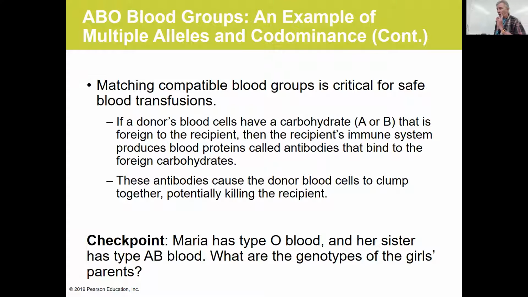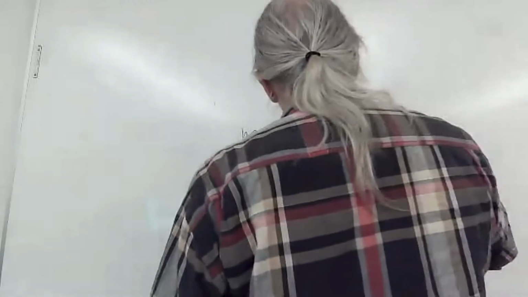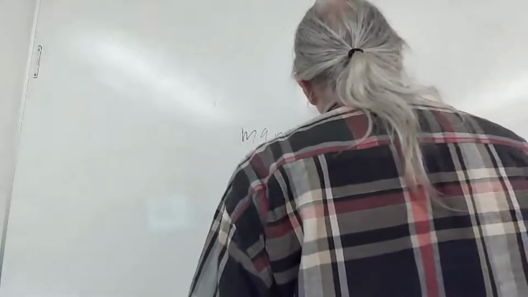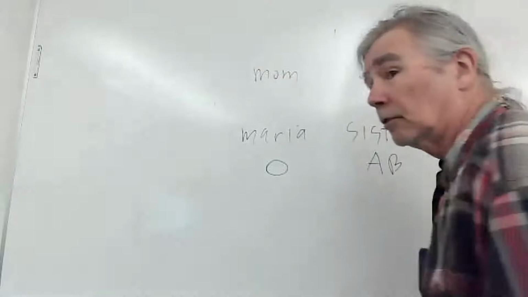So Maria has type O blood, and her sister has type AB blood. What are the genotypes of the girls' parents? All right, actually, let's do it on the board. Let me stop sharing for a moment. Maria is O, and the other sister is AB. So what do mom and dad have?